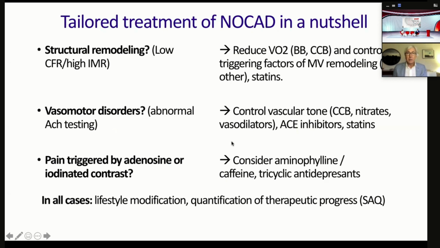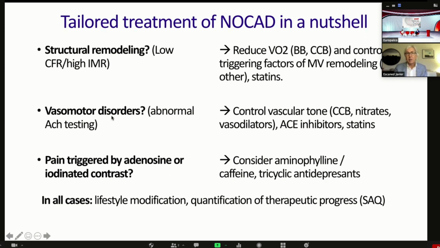So how can you help these patients? Well, if you have a structural remodeling, obviously the only thing you can do to help the patient is to reduce oxygen consumption. So beta blockers are the drugs of choice. If you cannot use a beta blocker, go for a calcium channel blocker that decreases myocardial oxygen consumption, or go for ivabradine or any drug that you think may reduce myocardial oxygen consumption. And of course, treat any concomitant factor that may account for this structural remodeling, like, for example, hypertension. Give statins because they have an anti-inflammatory effect.